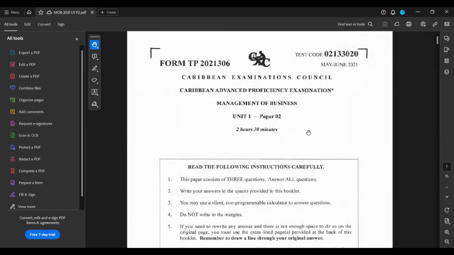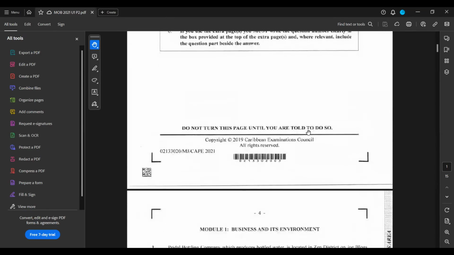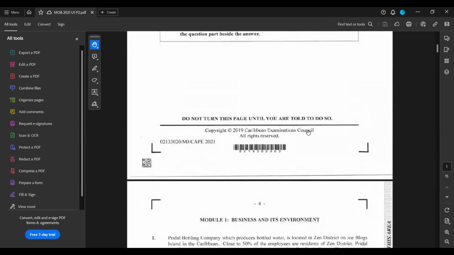Today we'll be doing CSEC POB Unit 1 Paper 2 for May/June 2021. Let's get into it. Module 1, Business and its Environment.